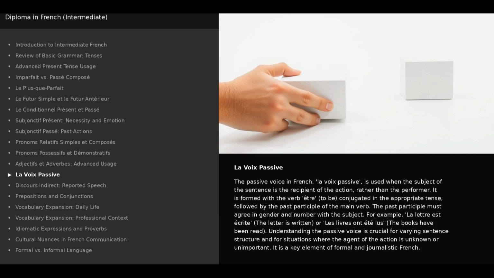For example, la lettre est écrite, the letter is written, or les livres ont été lus, the books have been read. Understanding the passive voice is crucial for varying sentence structure and for situations where the agent of the action is unknown or unimportant. It is a key element of formal and journalistic French.